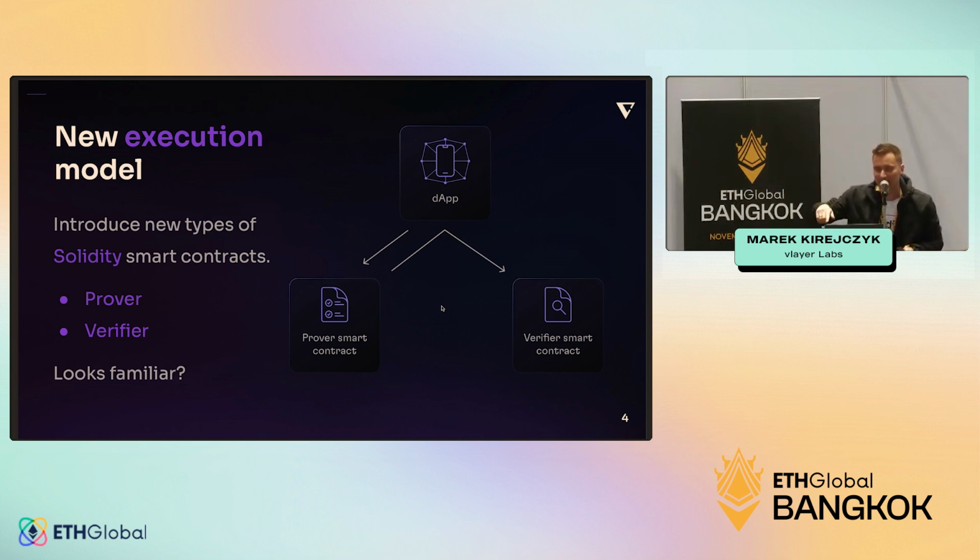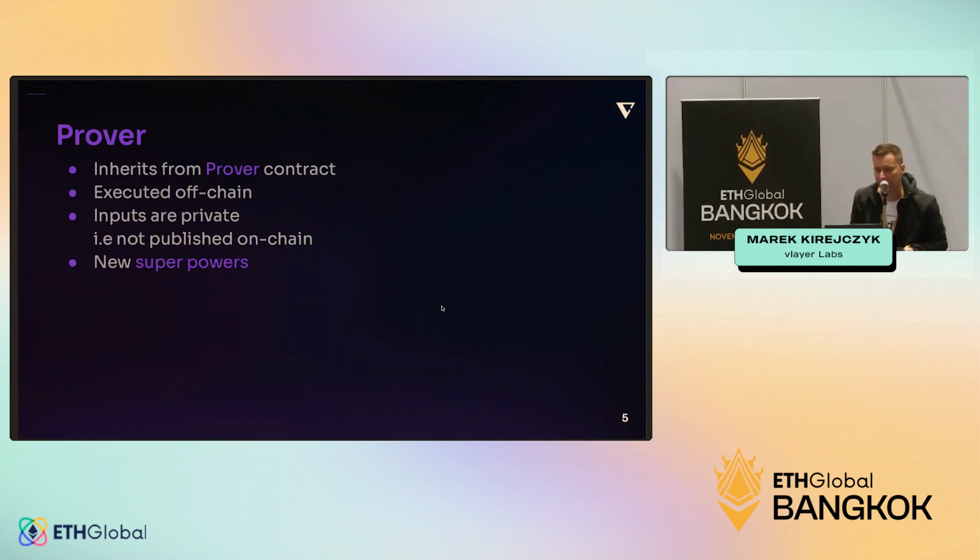Awesome. So, Prover is a smart contract, a Solidity smart contract like any other smart contract, but you execute it off-chain. Verifier, on the other hand, is a normal Solidity smart contract that you execute on-chain. And whatever you calculate in Prover, you can take the results and put into Verifier so that you can use those results on-chain. Let me explain. And the important thing about Prover, it has all the superpowers.